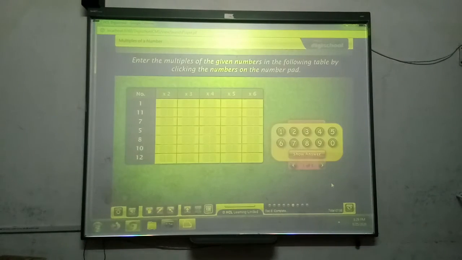Enter the multiples of the given numbers in the following table by clicking the numbers on the number pad.